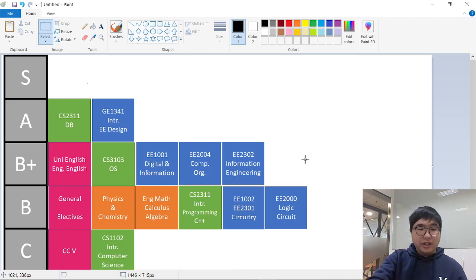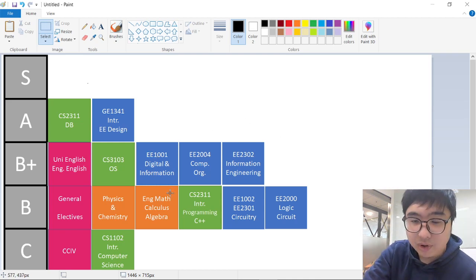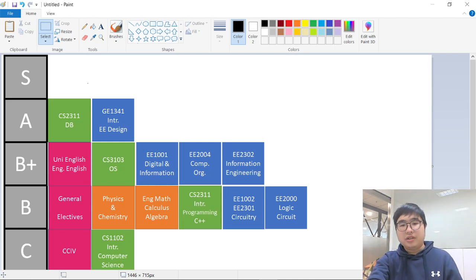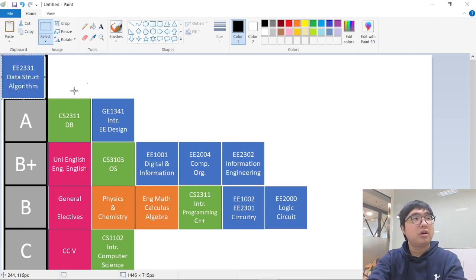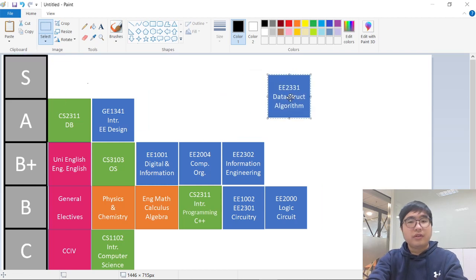All right, and next up we have the data structure and algorithm course. This course is one of the most infamous courses that you can find in the EE department here at City University of Hong Kong. One reason is that it was one of the hardest courses that you can find in your 4 years of EE experience.